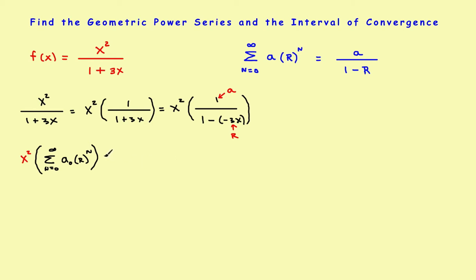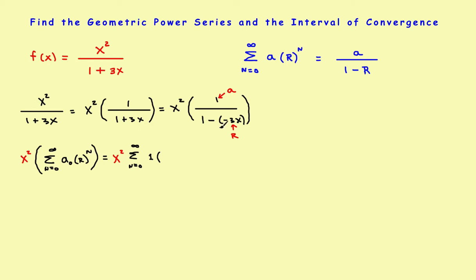So now I'll go ahead and plug in the things that we've got. First of all, here's the x squared on the outside. And then it's times the summation as n equals 0 to infinity. And in place of a0 is a 1.